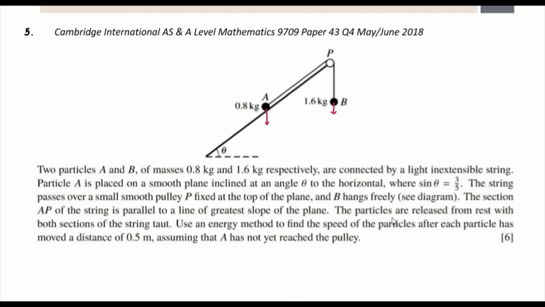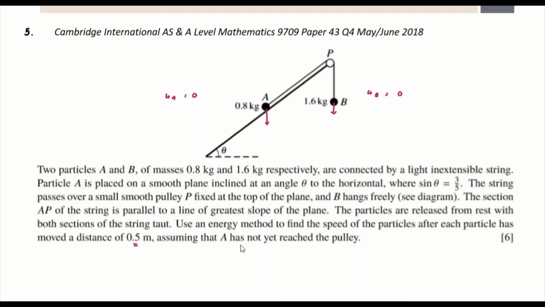So the particles are released from rest, which means both of them have U_B equal to 0, and U_A is 0 as well. After that, the question says to use an energy method. By looking at this question, you could actually use Newton's second law of motion, but in this case the question says use an energy method, to find the speed of the particle after each particle has moved a distance of 0.5 meter.